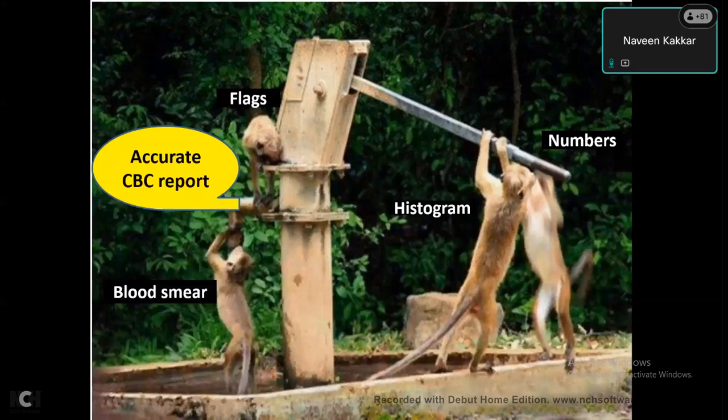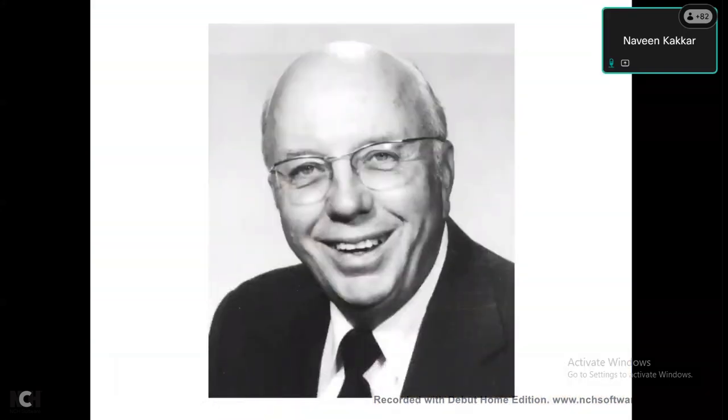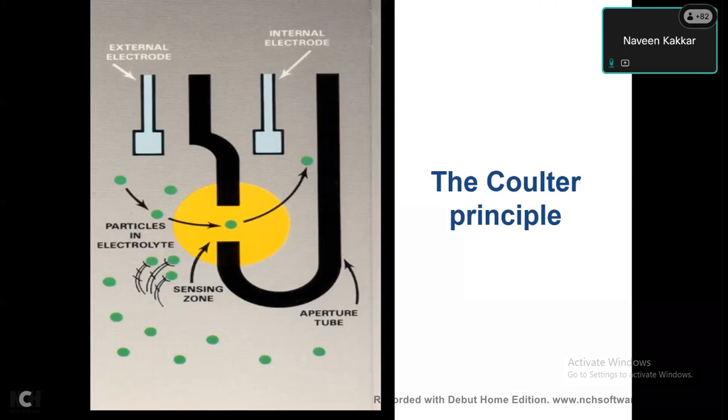An accurate CBC report is an outcome of flags, histograms, the numerical data that we get, and the blood smears. I'm going to focus on the numerical data and the histogram that the three-part generates. We owe it to Dr. Wallace Coulter, who gave us the Coulter principle, in which basically you have two electrodes, an external and internal, positive and negative. There is current flowing through with the diluent as a medium. Whenever a cell passes, we get to know which cell and how many cells have passed.